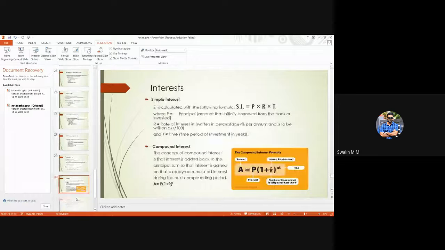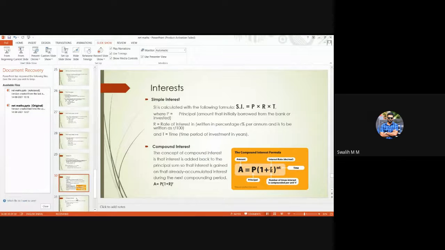Now coming to interest. Interest also is a relevant topic for all of us commerce students. There are generally two types of interest: simple interest and compound interest. In NET questions, 99% you would most probably get only questions from simple interest. But it is good that you learn how to do compound interest as well.